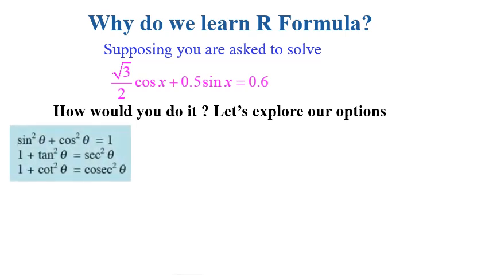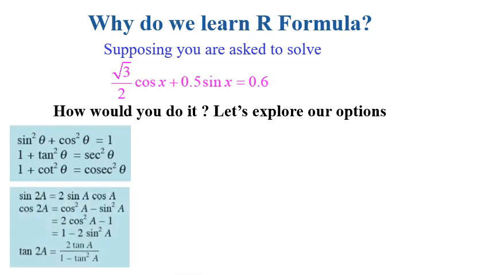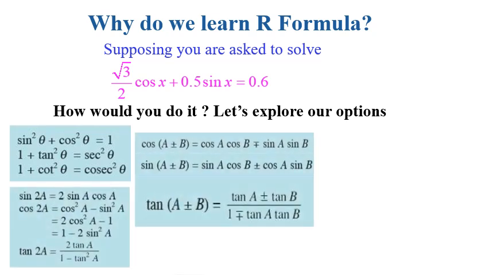We have learned the Pythagorean identities, the double angle, and the addition formulae. So of all these three, which one do you think we can use to help us to lay the foundations for the R formula? Supposing, is there another way of rewriting square root 3 over 2 cos x plus 0.5 sin x equals 0.6?